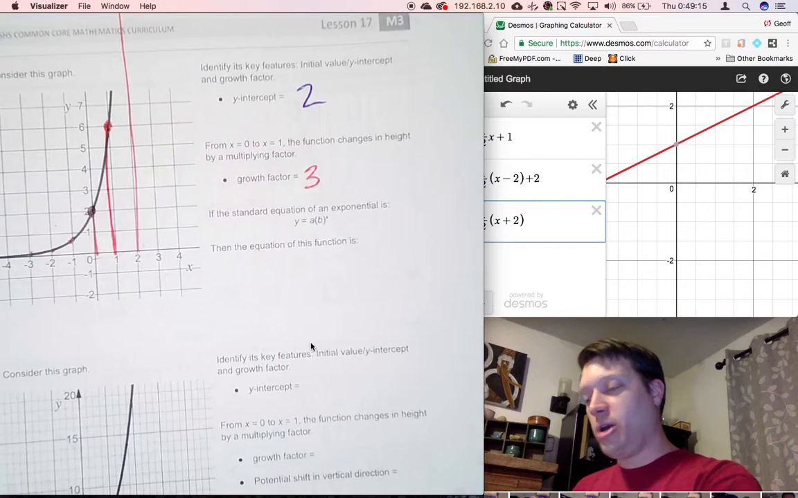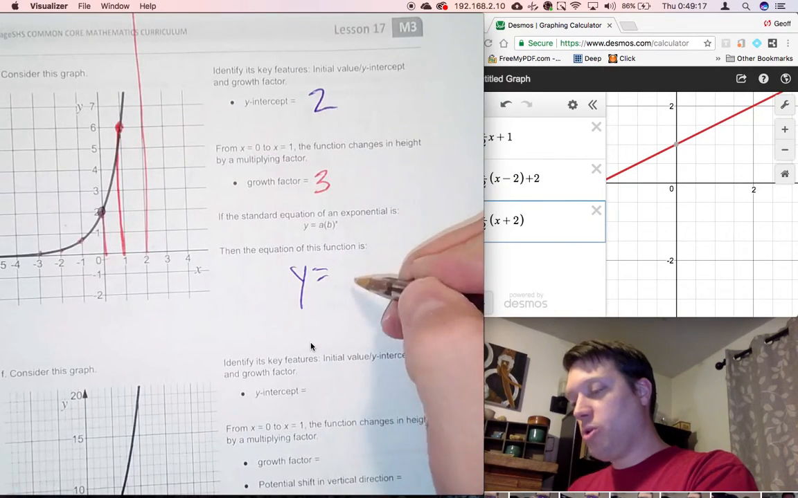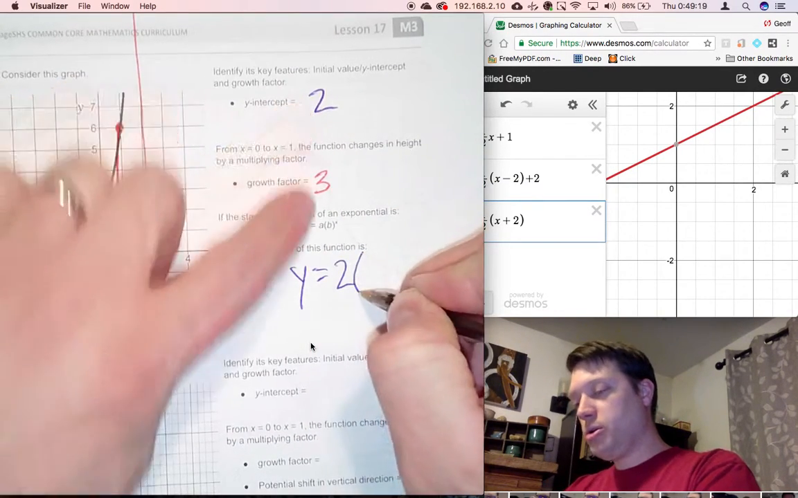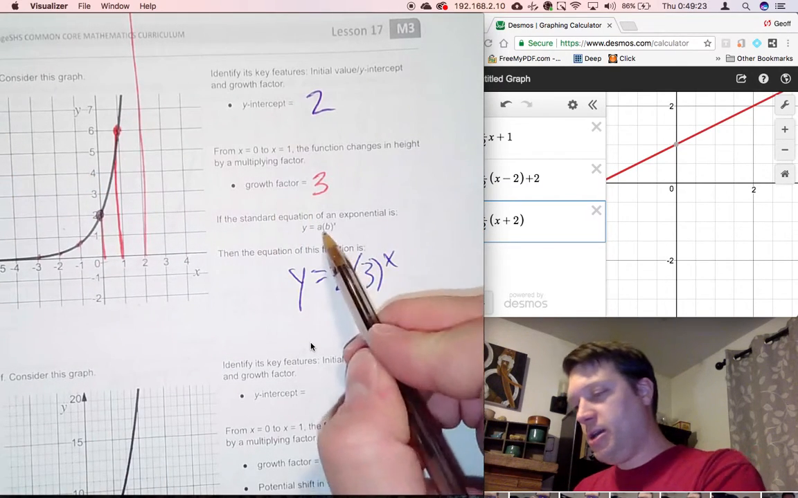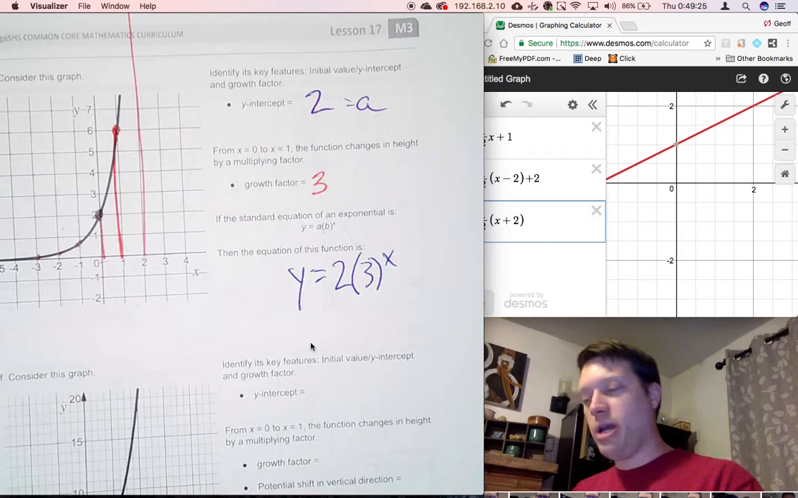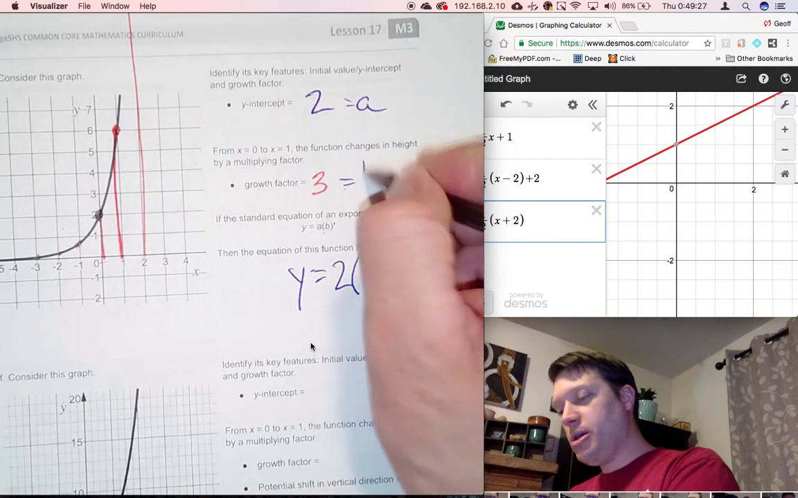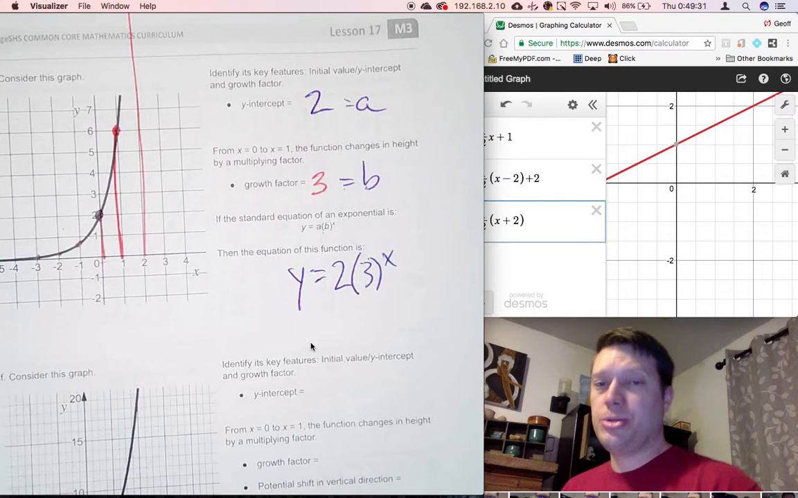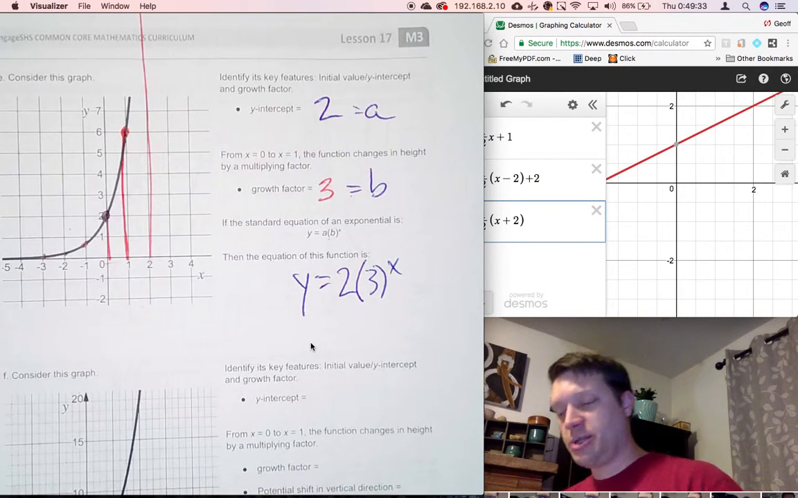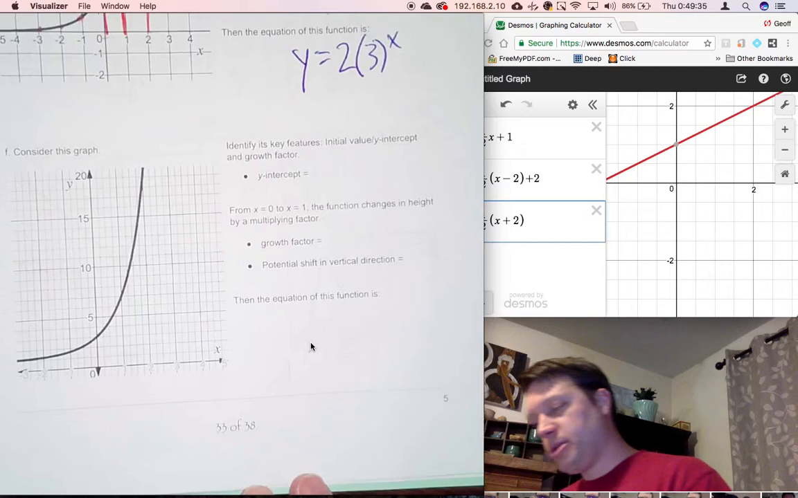Let's write the equation of the function. Y equals 2 times 3 to the x. Remember, A is the y-intercept, B is the growth factor. Still on notes. You haven't done any practice yet. I'll give you a chance to practice in a second. Let's talk about this one.